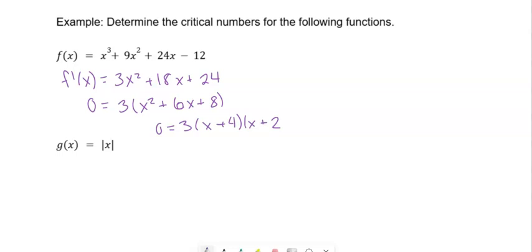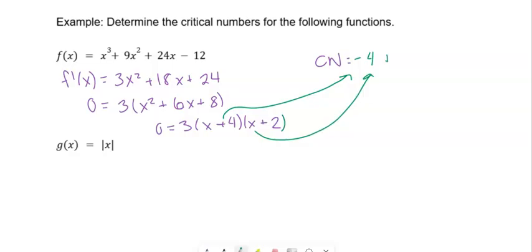and I'm going to find that the critical values, my critical numbers here, occur when x is -4 and when x is 2. So those are my critical numbers. Then I would plug these values back into my original function to see whether or not they were maximums or minimums, or maybe nothing at all.